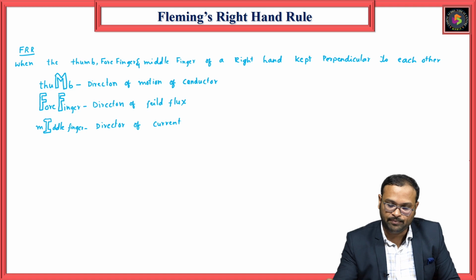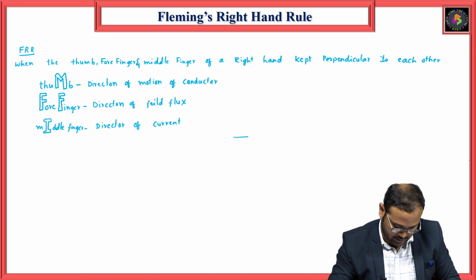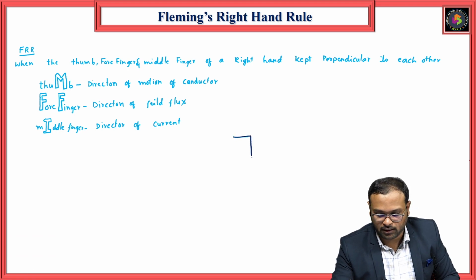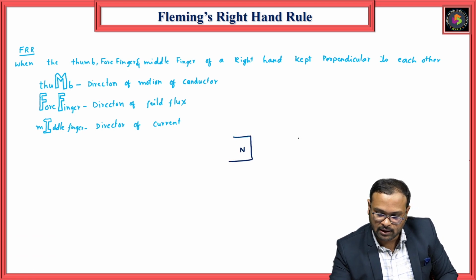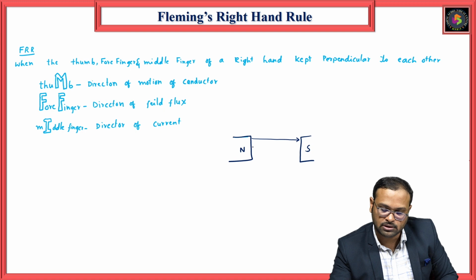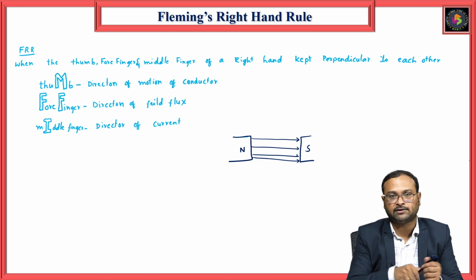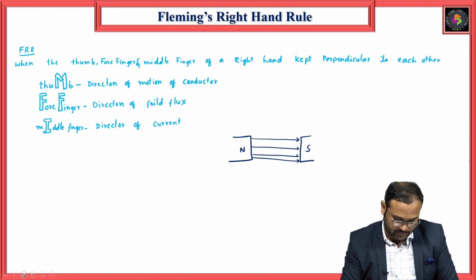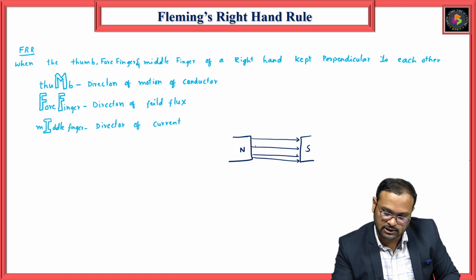So for example, suppose this is a north pole, and this will be the south pole. As we all know, flux will flow from north to south. So this is the direction of the flux, from north to south. Now I will take one conductor. So this is my conductor.